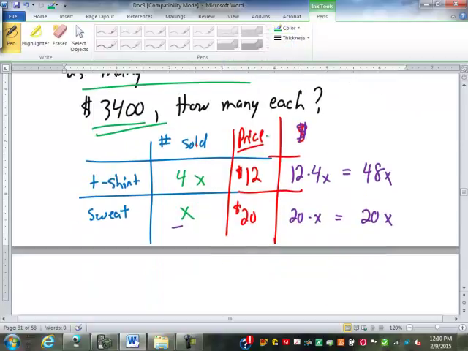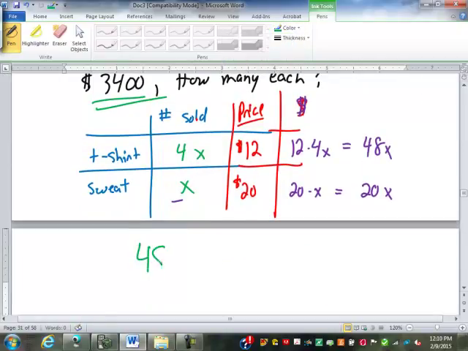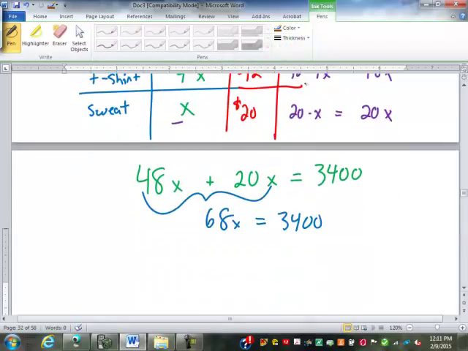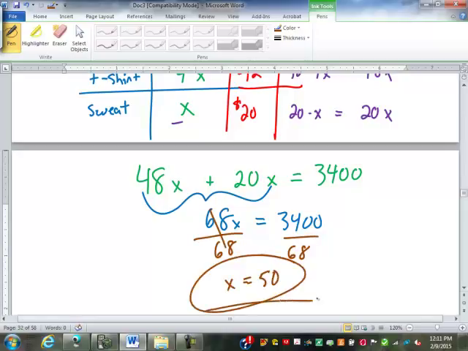And now those two numbers, 48x plus 20x, have to add up to $3,400. So if we add that 48 and 20 makes 68x. Solving for x, we're going to divide by 68. X equals 50. Now once again, we're not done.